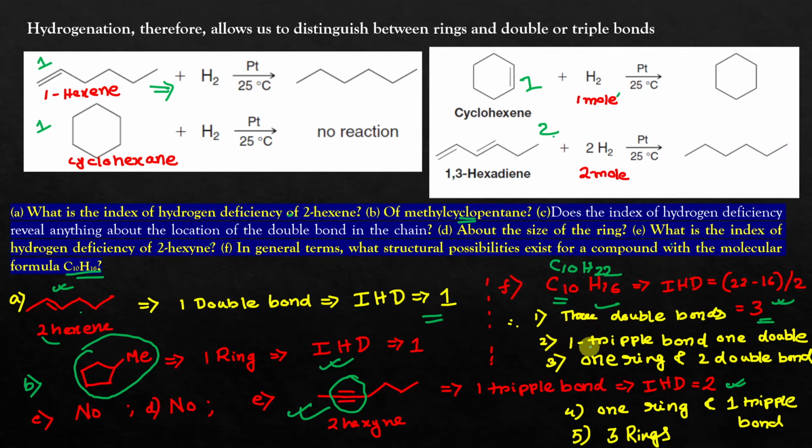Maybe it has 1 triple bond and 1 double bond. 1 triple bond will contribute 2 and 1 double bond will contribute 1 to the IHD. Another way is 1 ring and 2 double bonds. 1 ring will contribute 1 and 2 double bonds will together contribute 2. The fourth way is 1 ring and 1 triple bond. 1 ring will contribute 1 and 1 triple bond will contribute 2. And another way is that it could have 3 rings. Each ring will contribute 1, so a total of 3. These are all the 5 possibilities that it could have.